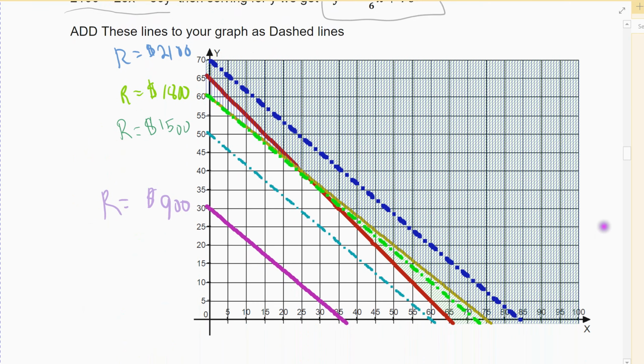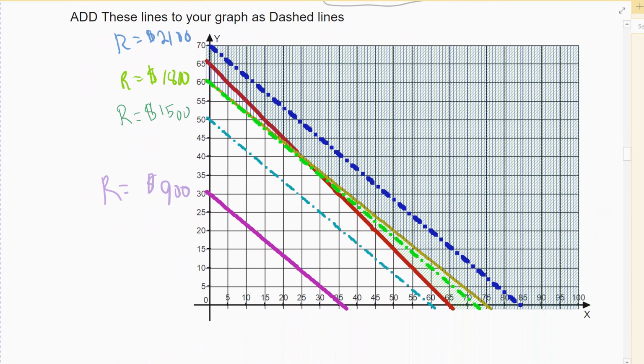And I did them as dotted lines so that you could see the difference. So I still left the purple line there. That was my $900 revenue. This darker green is my $1,500 revenue. So any point on that dark green dotted line, I can get $1,500 revenue.